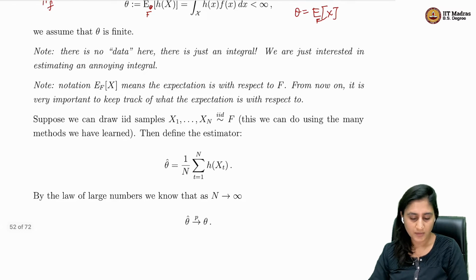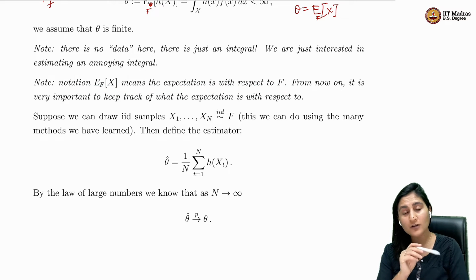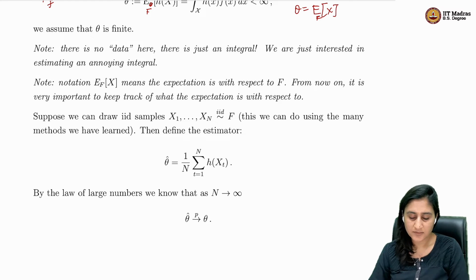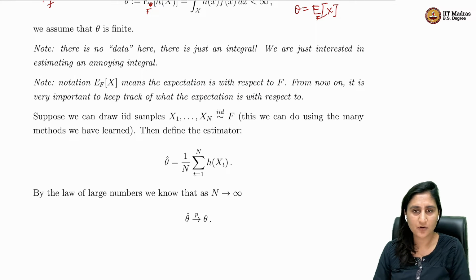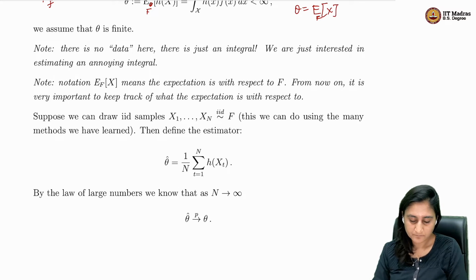Now, this notation means that we're taking the expectation with respect to f. From now on, particularly while we are talking about Monte Carlo and importance sampling, we want to really focus on and understand the distribution with respect to which we are taking an expectation. We'll be very cognizant of that in all the topics that we'll be doing.